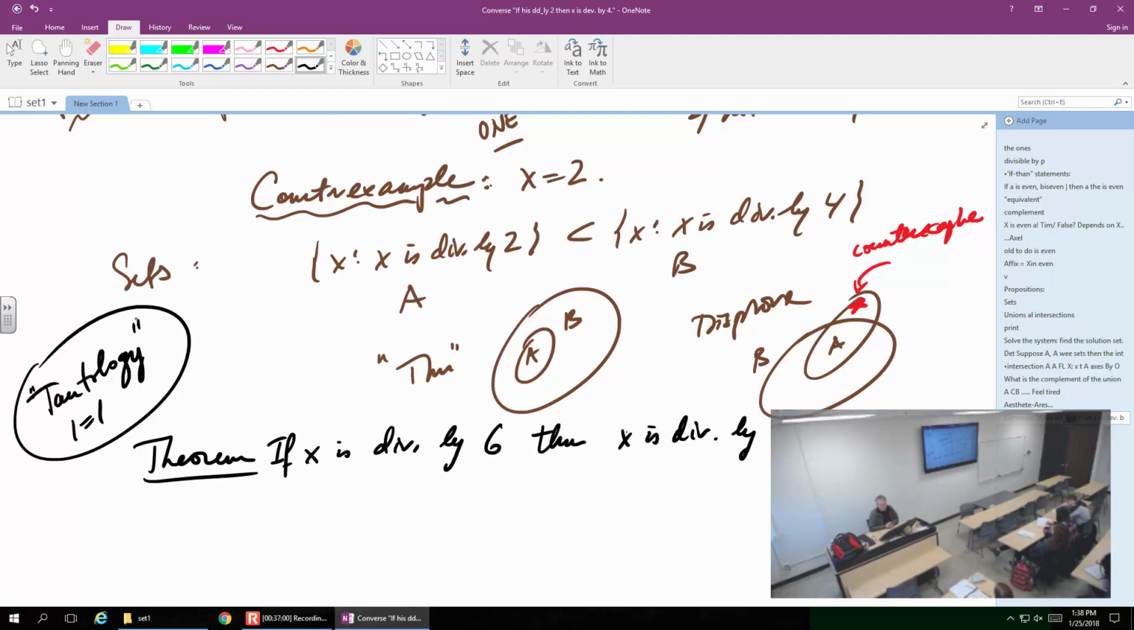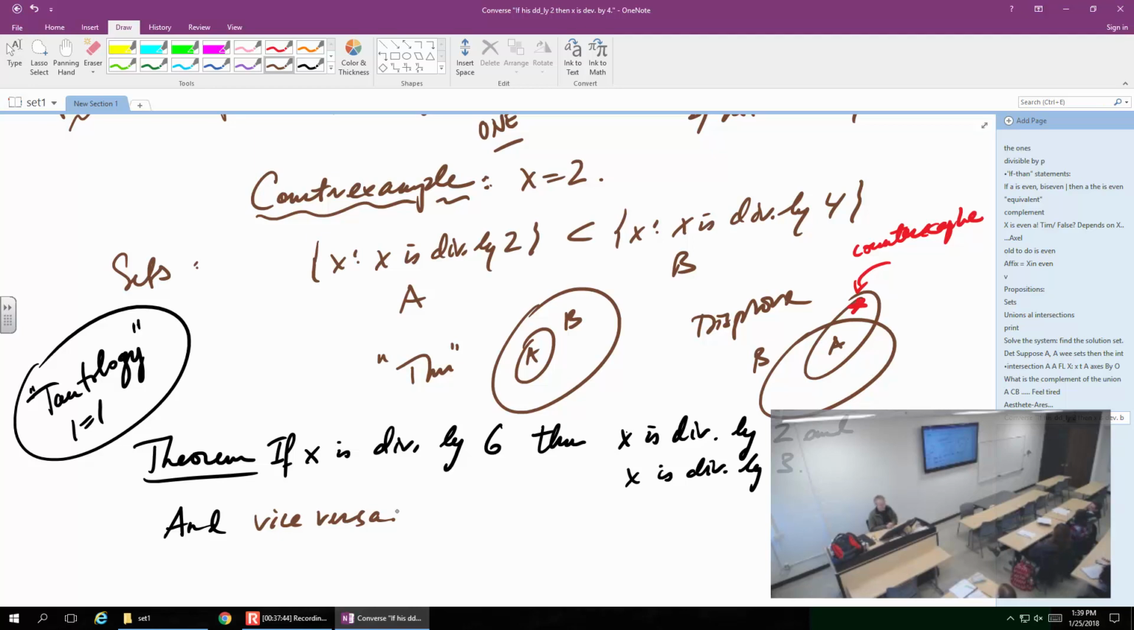Okay, so if x is divisible by 6, then it's divisible by 2. Okay, is the converse true? No. So how do we make it true? What should I add here in order to make it work? 2 and 3? Now you can say that's a theorem, and conversely, or if you want to keep it short, just say, and vice versa. So if x is divisible by 6, then it's divisible by 2 and by 3, or backwards: if it's divisible by 2 and 3, then it's divisible by 6.